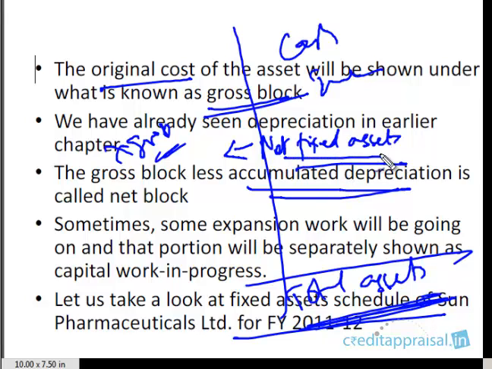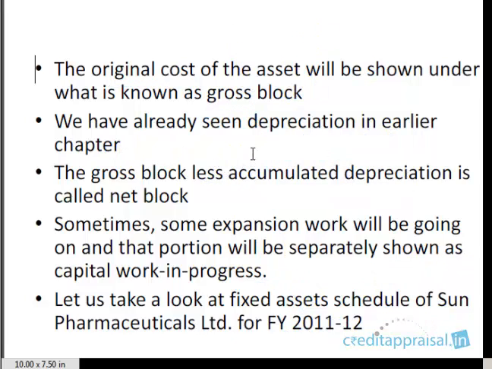Okay, it's the net fixed assets. That is gross block minus accumulated depreciation. That is what we're going to take under the net block, right? Please also note that there may be some expansion work going on, right? So we'll be showing it separately under what is known as capital work in progress.